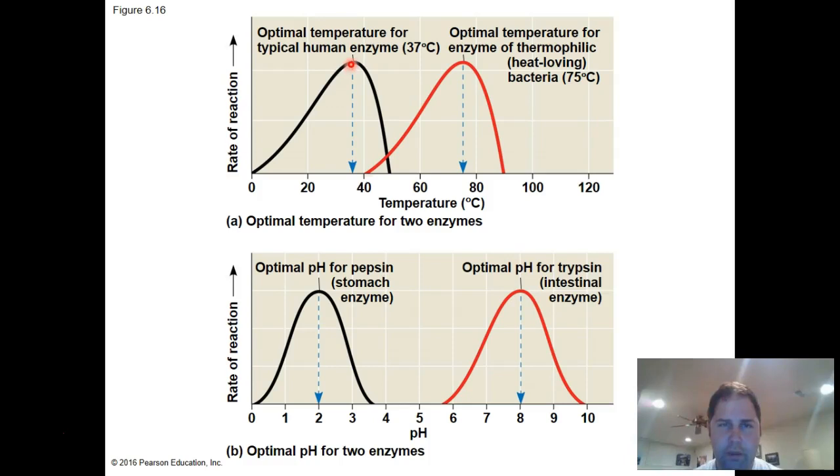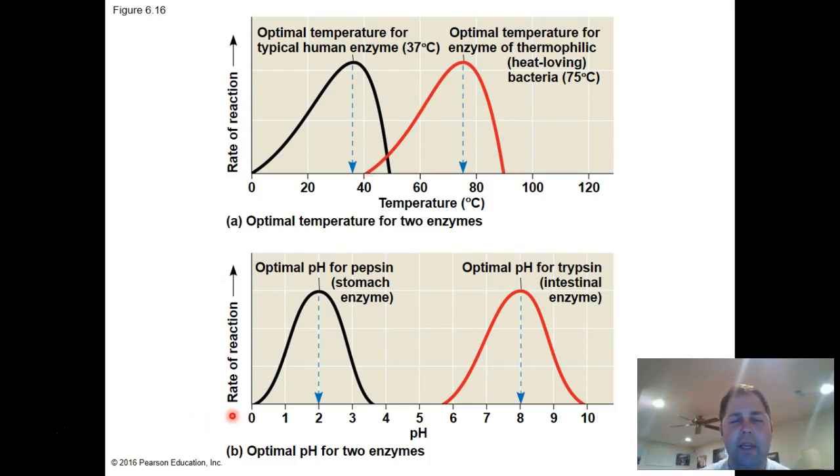At colder temperatures, the enzyme may still work, but because molecules are moving more slowly, we get a slower rate, less reaction occurring. Other enzymes might be optimized for a higher temperature, so this enzyme is optimized for 75 degrees Celsius. It can operate at an entirely different range and can get to a much higher temperature before it denatures.